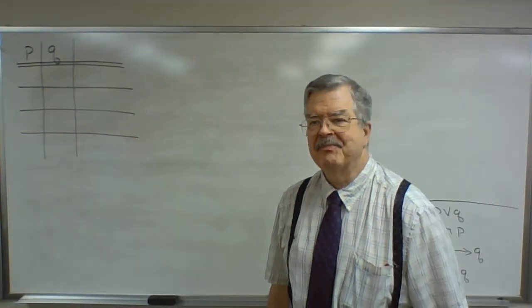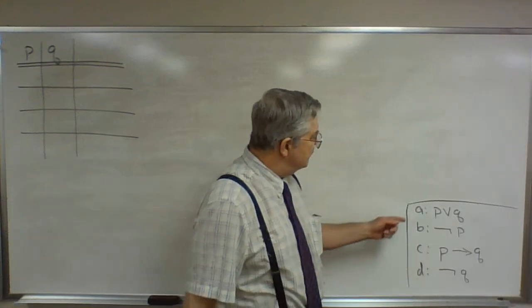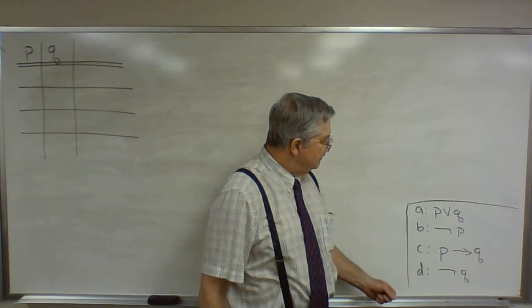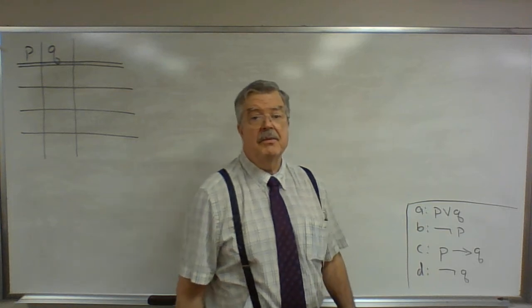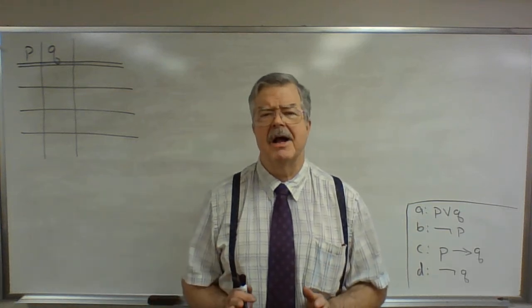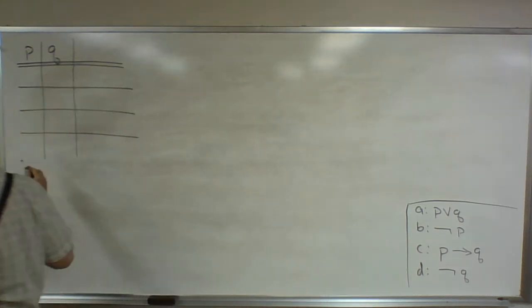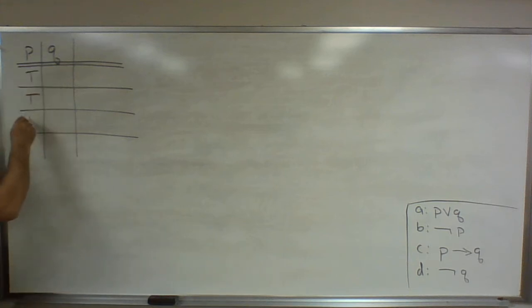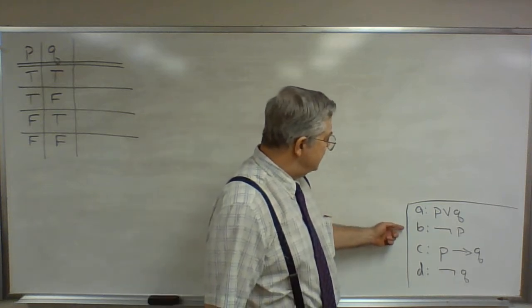Okay, here we go. We're going to set up a truth table for the conjunction of these four conditions or specifications. So the first thing we do is we fill in all possible combinations of truth values of the simple statements P and Q. True, true, false, false, true, false, true, false. And I guess we can go straight down from top to bottom.